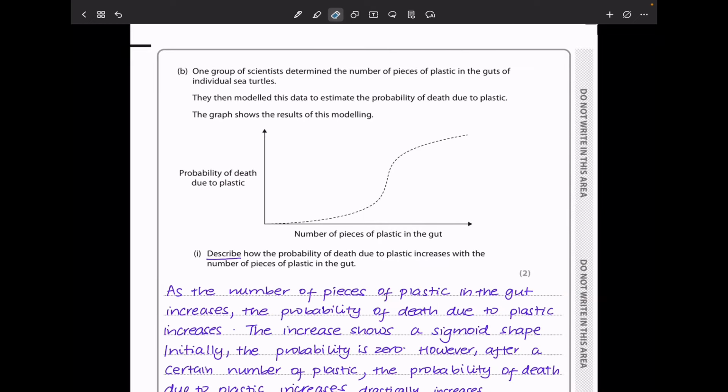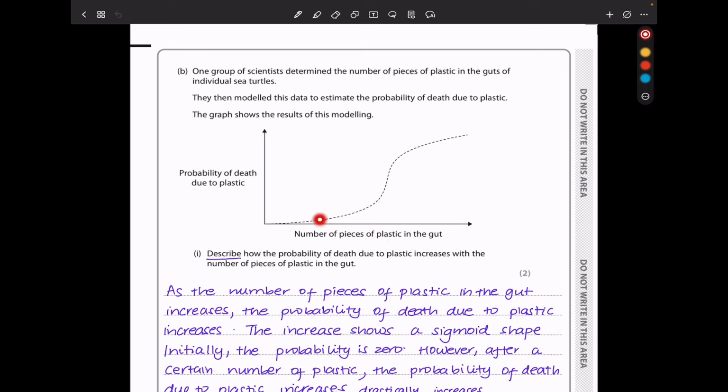In Part B, one group of scientists determined the number of pieces of plastic in the guts of in vitro seed taros. They then modeled this data to estimate the probability of death due to plastics. The graph shows the results of this modeling. On the vertical axis, we have probability of death due to plastics, and on the horizontal axis, we have the number of pieces of plastic in the gut.